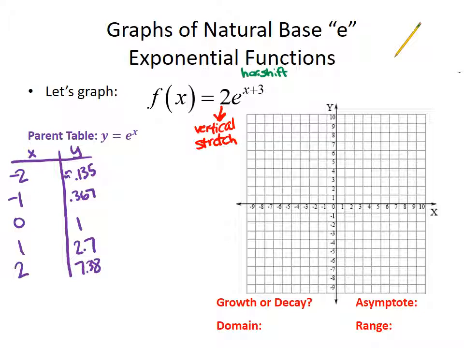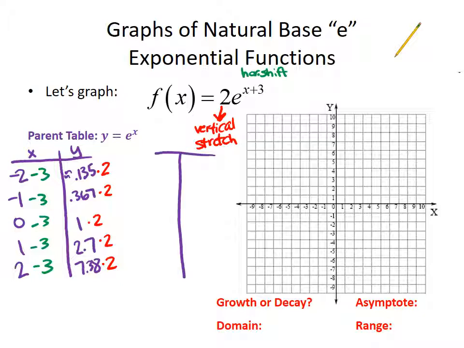Let's apply our rules. Our vertical stretch, we're going to multiply every y value by 2. And our horizontal shift, we're going to subtract 3 from every x value. Remember, it's the opposite sign. If I apply those rules, then I have my new table, which I can graph. So we end up with -5, -4, -3, -2, -1, and decimals that are approximately 0.27, 0.73, 2, 5.4, and 14.8.